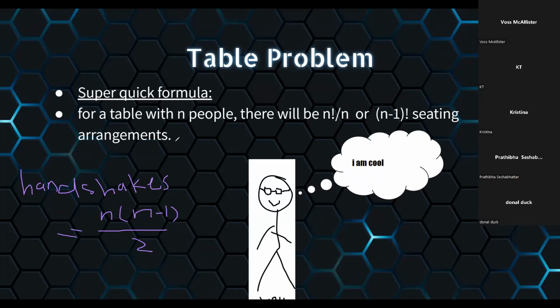And then for tables, we can use this one: n minus 1 factorial. And n is the number of people or the number of chairs. You can think about it like that. So these are our 2 formulas so far.